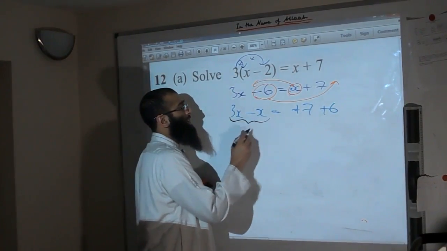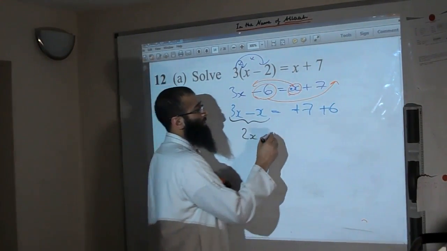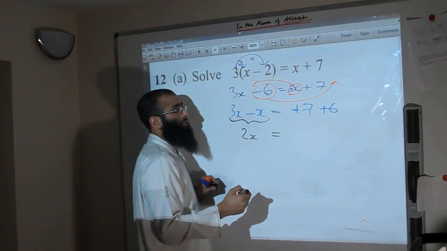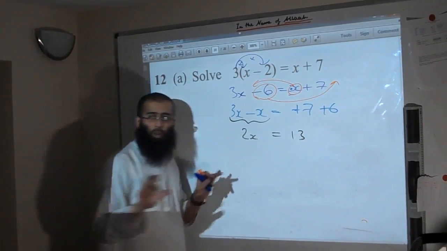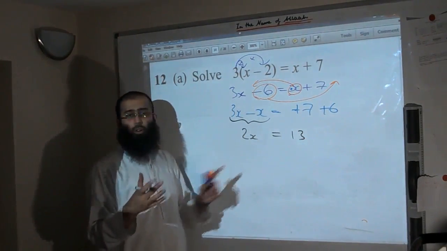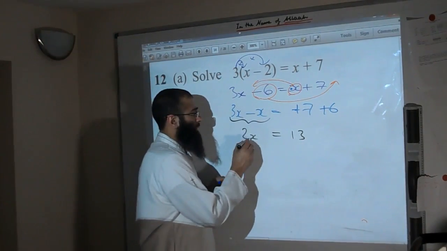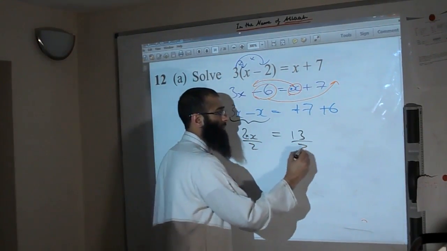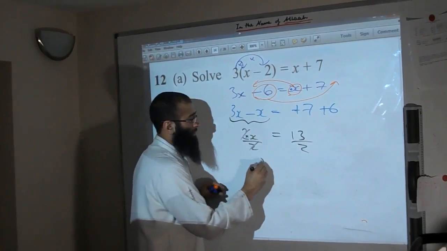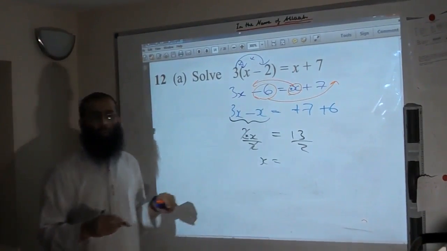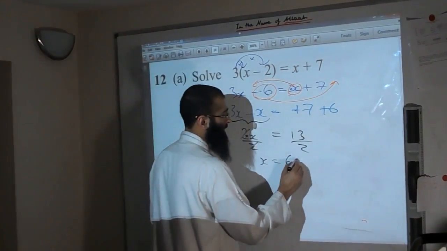So 3x minus x will give us 2x. 7 plus 6 will give us 13. This is the part where students are freaking out. Oh no, it's not going to go in exactly. Doesn't matter. The opposite of times by 2 is divide by 2. That's one way of doing it. So x is equal to 13 divided by 2, which is 6.5.